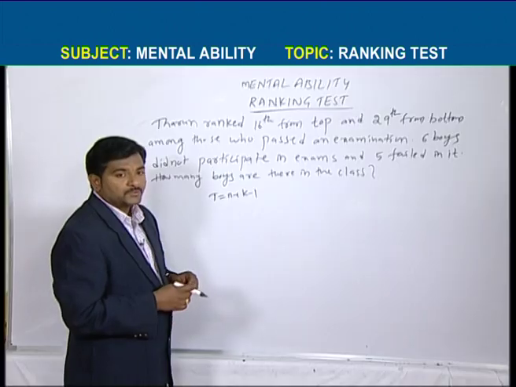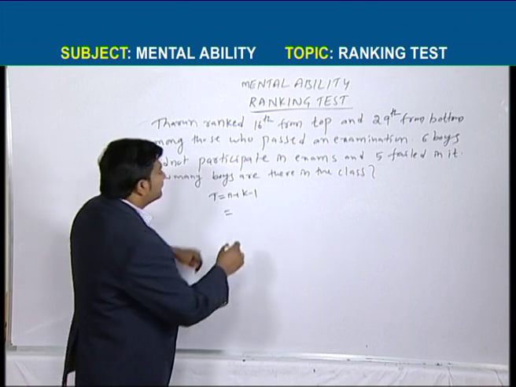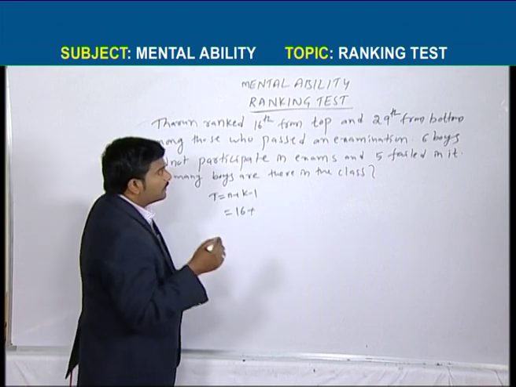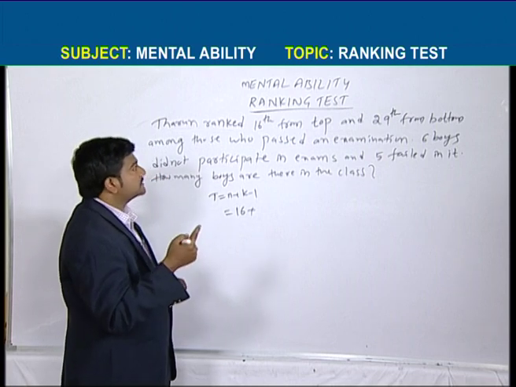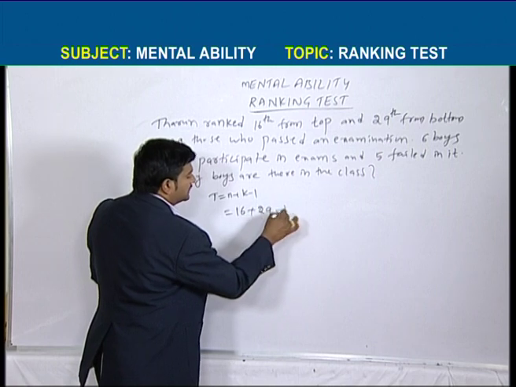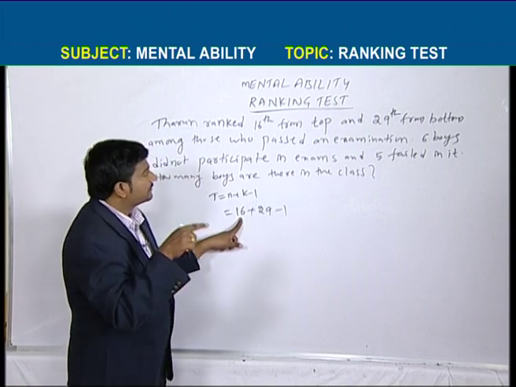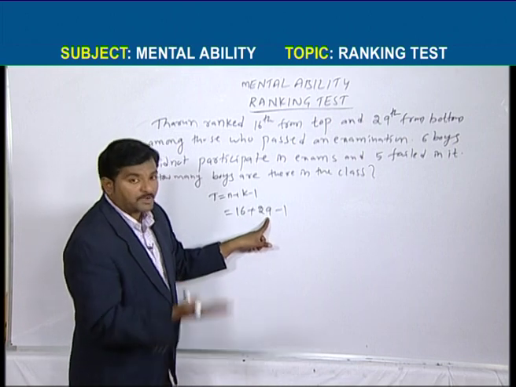T means what? Total objects. I know the position of Tarun from top. How much? 16. Position of Tarun from bottom. How much is there? 29th. Among those who passed an examination: 16th from top, 29th from bottom.